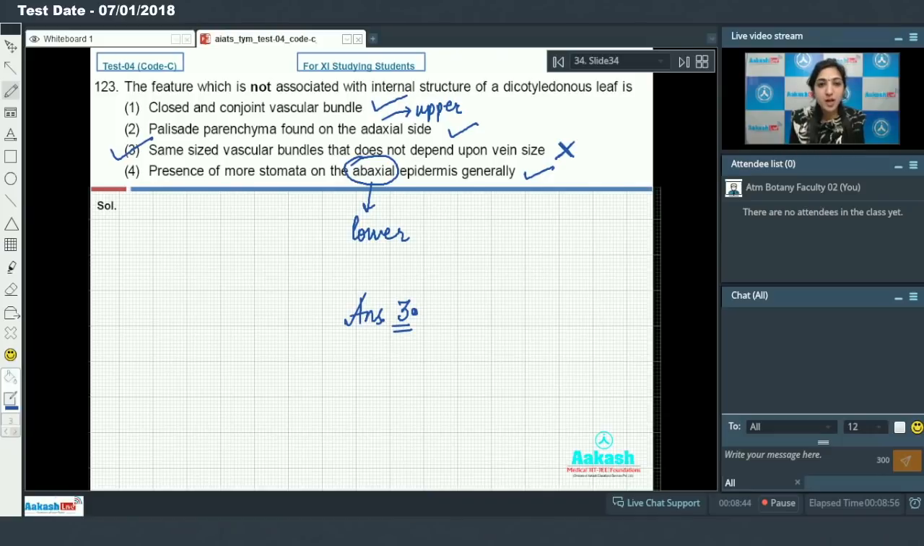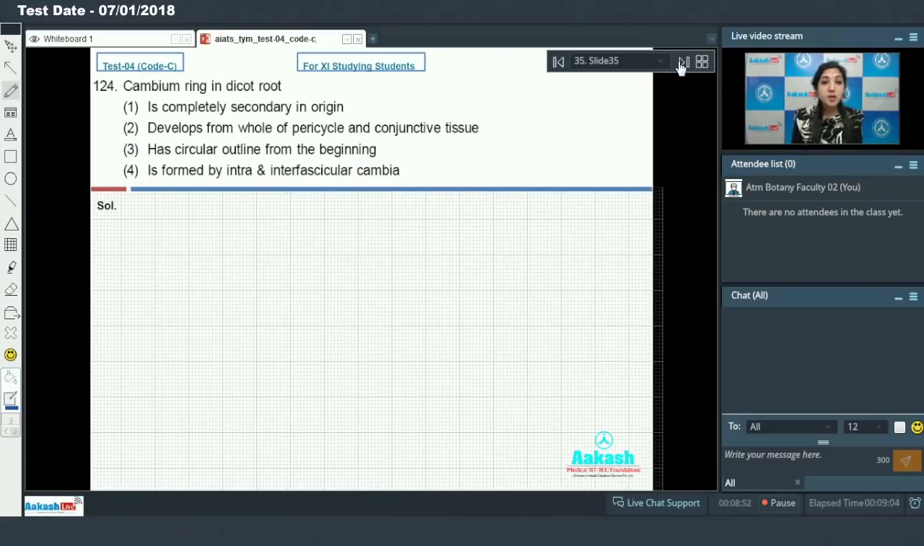Moving on to the next question, that is question number 124. Question number 124 says, cambium ring in dicot root is completely secondary in origin. This is true. It develops from whole of pericycle and conjunctive tissue. No, it develops partly from pericycle and partly from conjunctive tissue. So this is incorrect.